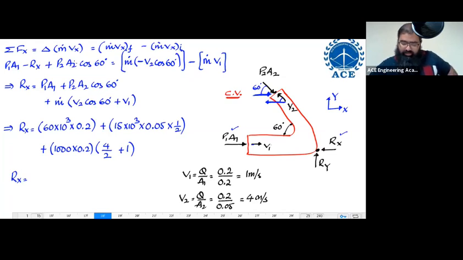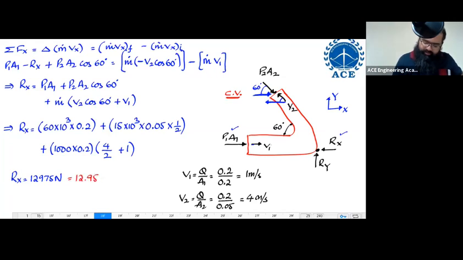12,675 someone is getting. 12,975 someone is getting. Okay, 12,975 we will take. This is 12,975 newtons, which is equal to 12.95 kilonewtons. I know I'm beyond time now, but I'm going to still move further for 10 minutes.